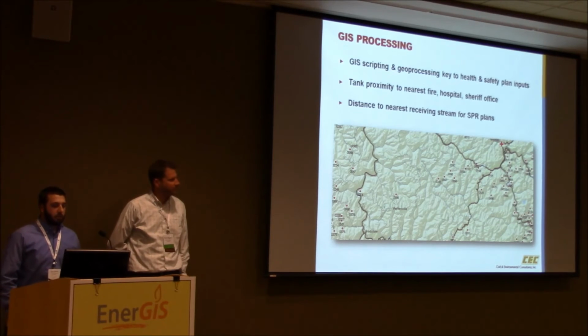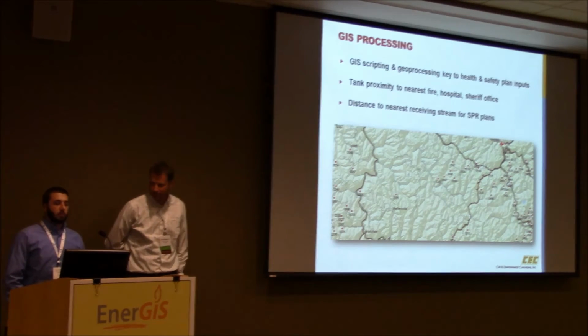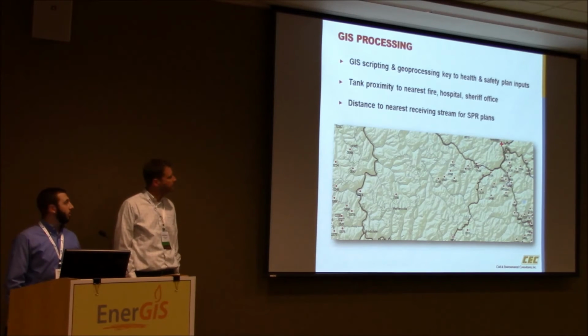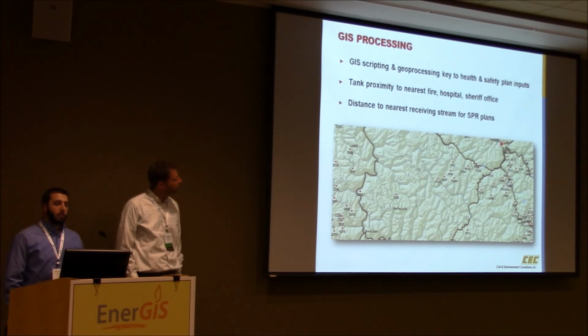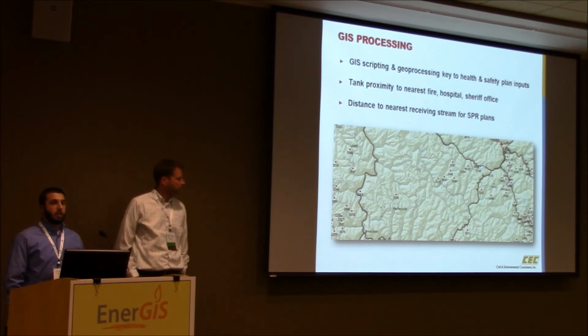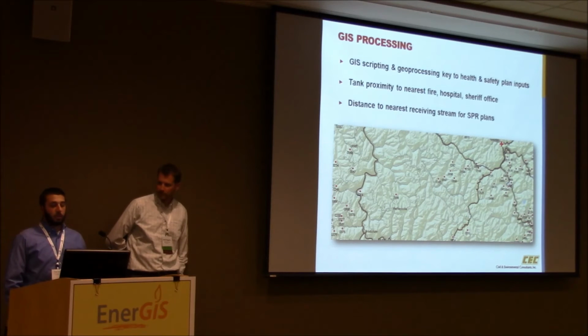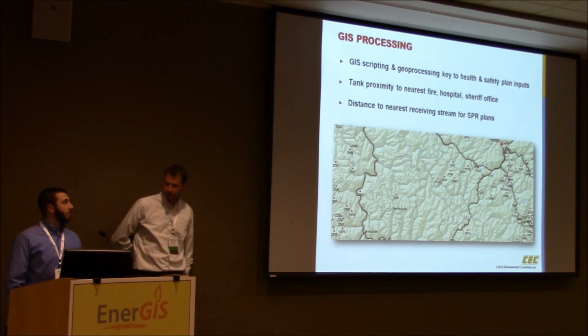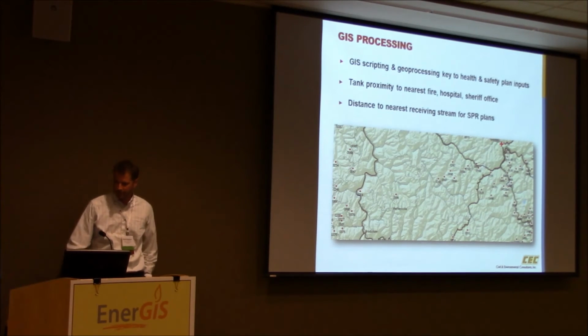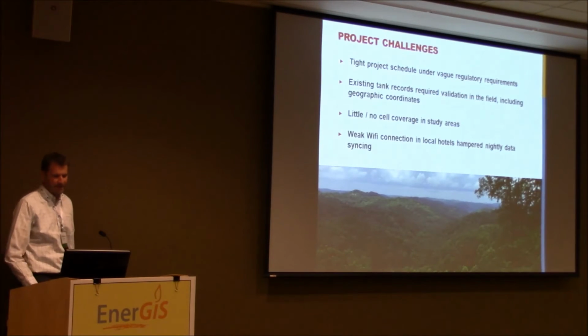So we did a basic near analysis, and then with manual QA, we were able to quantify or qualify any outlying well locations that may not have been picked up in the near analysis. And the same thing was done for SPR plans with the nearest receiving stream. It was also a basic near analysis due to time constraints and not being able to do a surface analysis. So that's that.